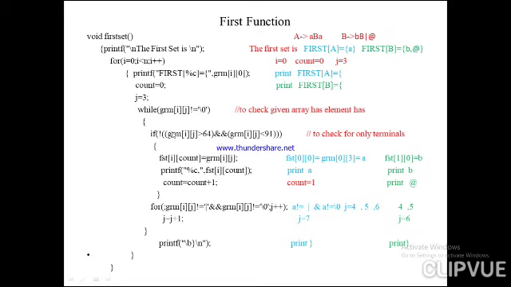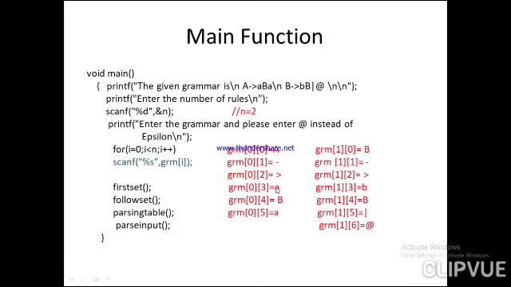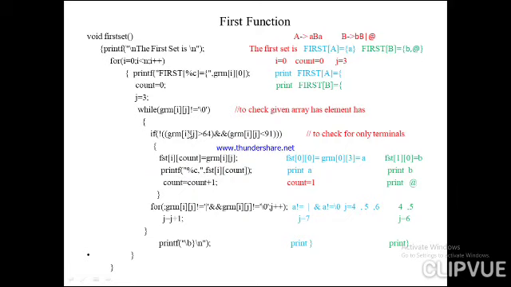So whether the grammar of 0, 3 is a terminal or a non-terminal. It is a terminal. Why is it a terminal? The 0, 3 is nothing but a small letter a. So it is a terminal. Therefore I'll enter into this particular if terminal.